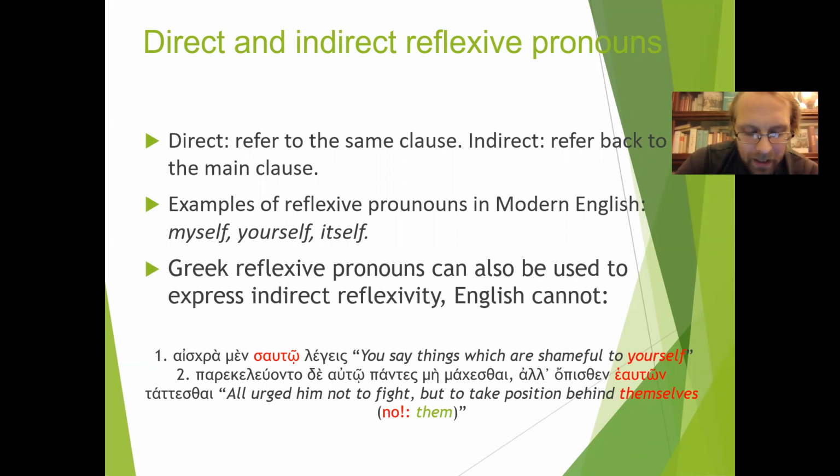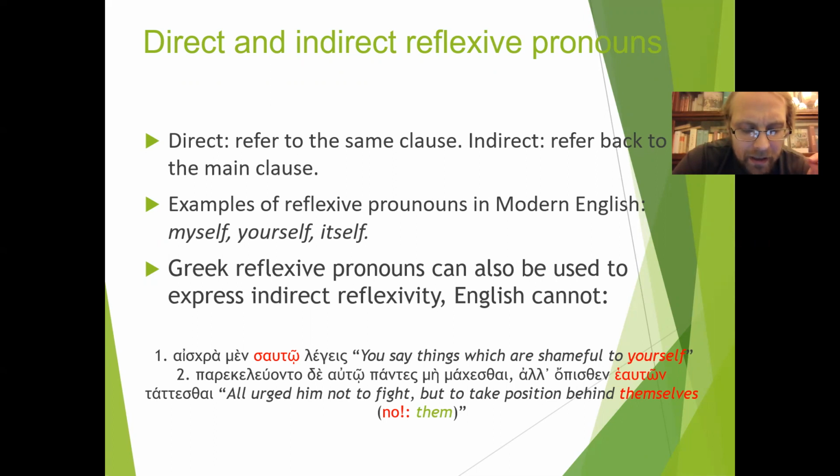However, in English, reflexive pronouns are usually only used to express this kind of direct reflexivity. In other words, when the pronoun is used to express indirect reflexivity, which means that it occurs in a subordinate clause and refers back to an element in the main clause, the English language avoids the use of reflexive pronouns and prefers the use of regular personal pronouns instead. In classical Greek, however, reflexive pronouns can also be used to express this kind of indirect reflexivity.